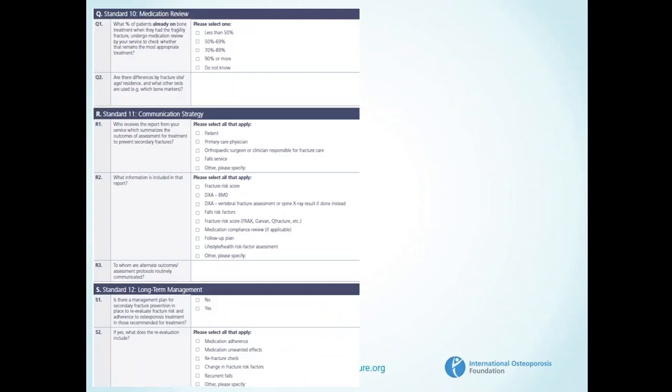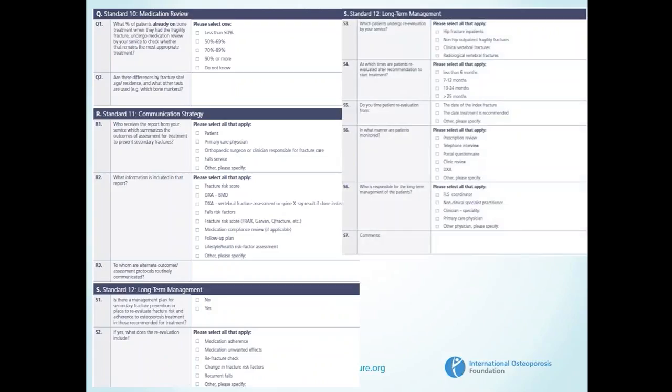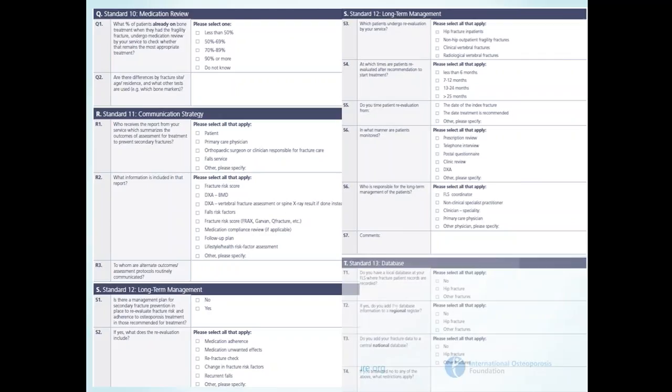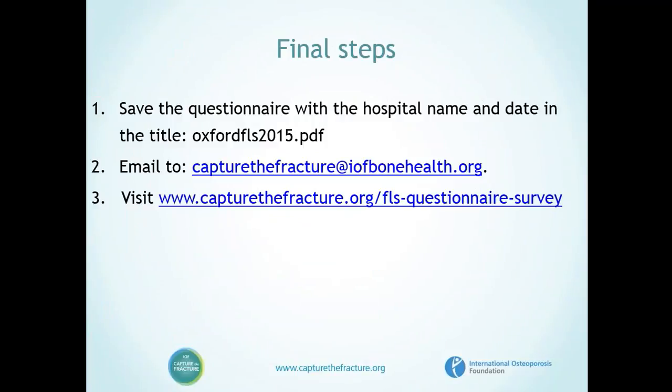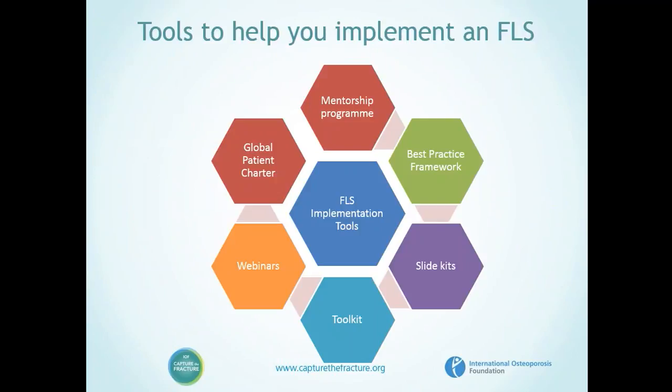Long-term management, these are the questions for this, and also for the databases, whether they are available or not. The final step is to submit the questionnaire online, and then it's managed through the IOF office and through those who are scoring the questionnaire.